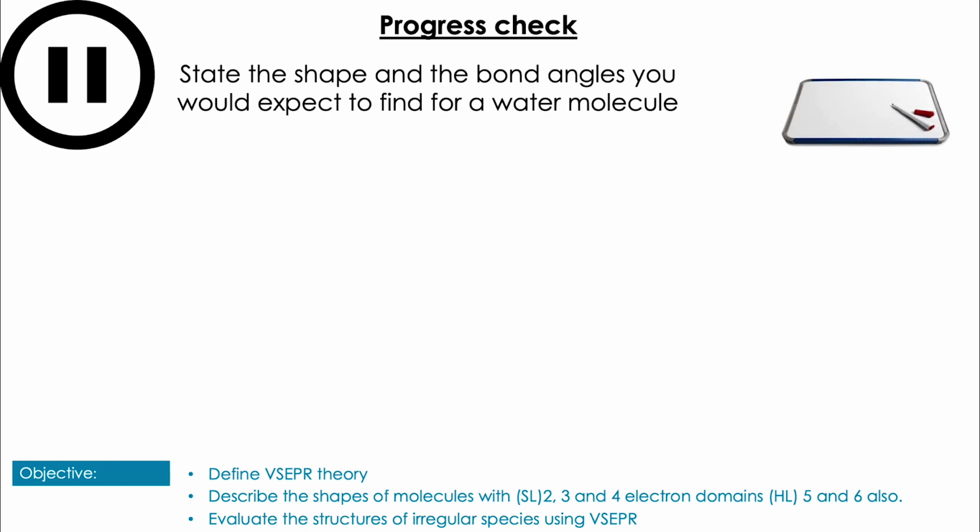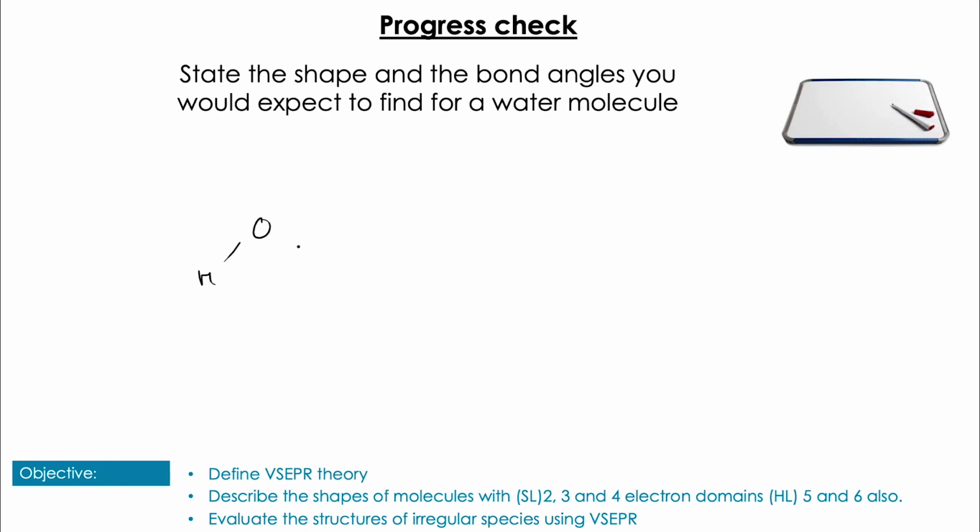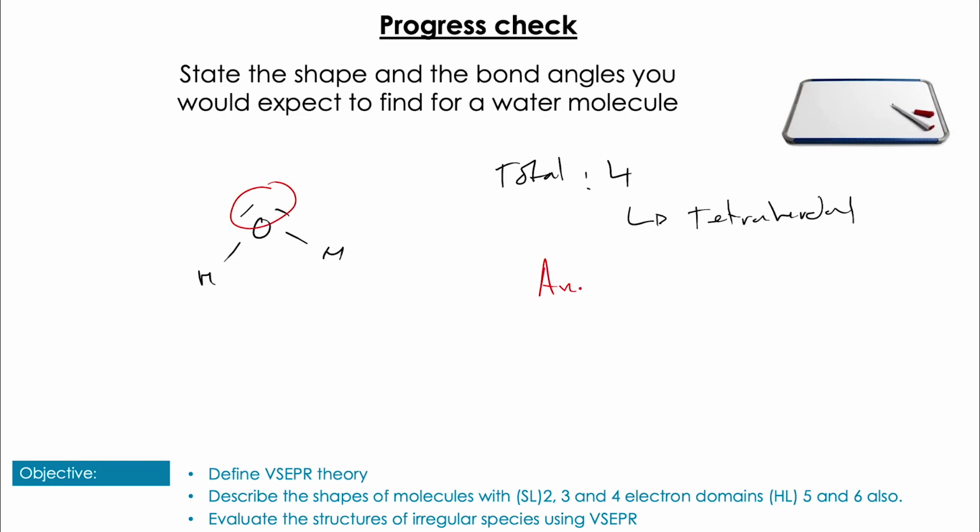Pop them up! So after drawing our Lewis structure of water, we can see that we have a total of 4 electron domains, which is going to give us a base structure of tetrahedral, but with 2 lone pairs. That means instead we're going to form an angular structure, and the 2 lone pairs reduce the angle by 2 degrees each, giving us about an angle of 105.5 degrees.